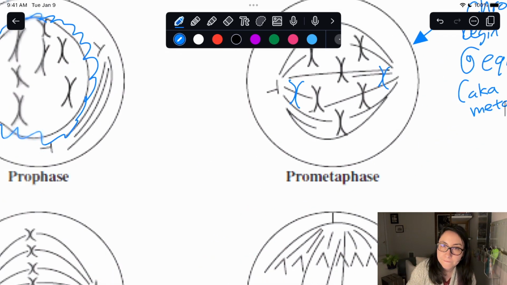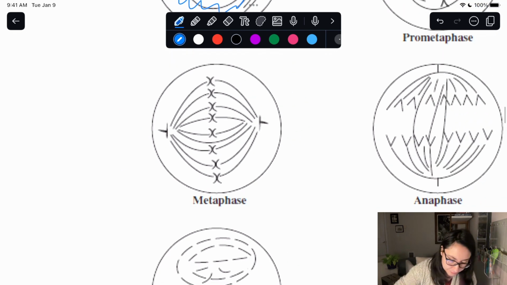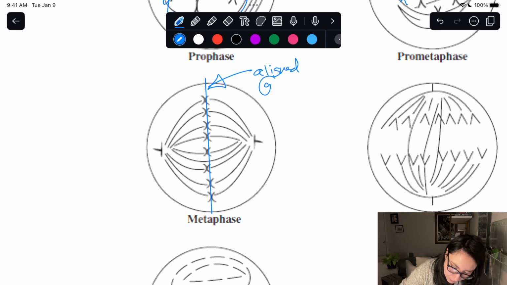All right. Then we scoot on down here to metaphase. And then I'm just going to draw a line in between all of these chromosomes here. Then all I say is, here's an arrow, aligned at equator. And that this over here, just so you practice, this is a microtubule.